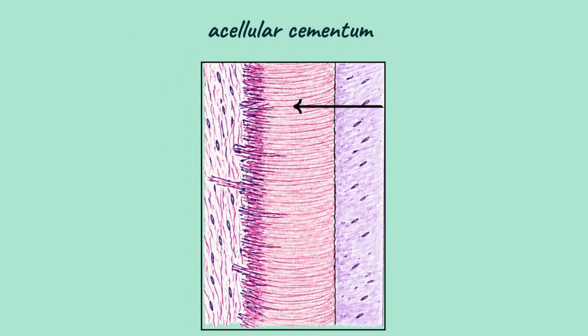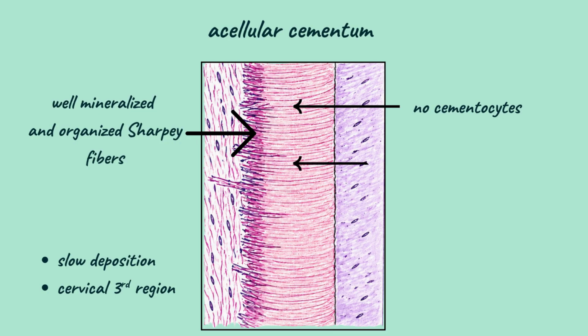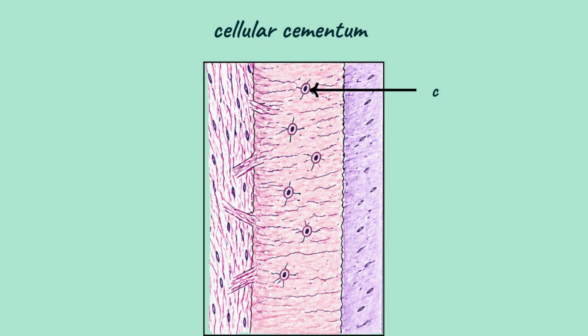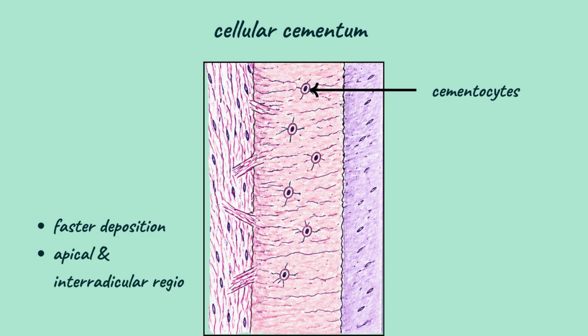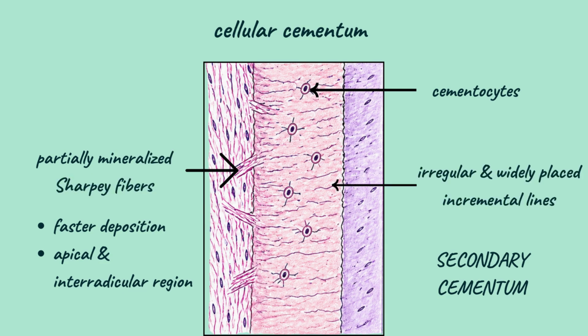Acellular cementum does not contain cementocytes, is formed slowly, and is mainly found in the cervical third, with well mineralized Sharpey's fibers and closely spaced incremental lines. It is also known as primary cementum. In contrast, cellular cementum contains cementocytes, forms faster after acellular cementum, and is mainly seen in the apical and interradicular areas. It is called secondary cementum, has partially mineralized Sharpey's fibers, and shows widely spaced irregular incremental lines.